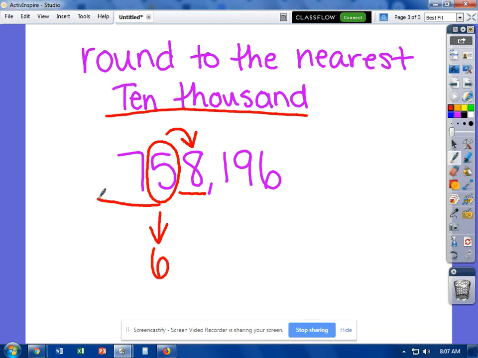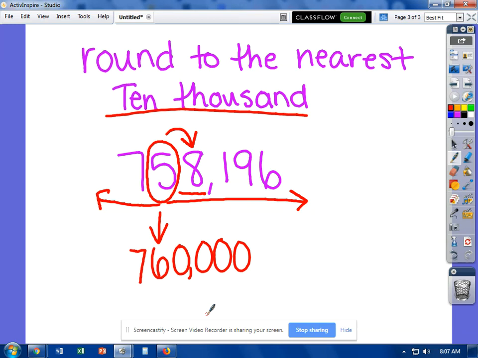Once again, everything in front of my circled number is going to stay the same. There's only one number in front of it, and that's the 7, so that will not change. Everything behind my circled number will become a 0. There are currently 1, 2, 3, 4 numbers behind my circled number, so I'm going to need 4 zeros. So our answer to 758,196 rounded to the nearest 10,000 is the answer that we have found.